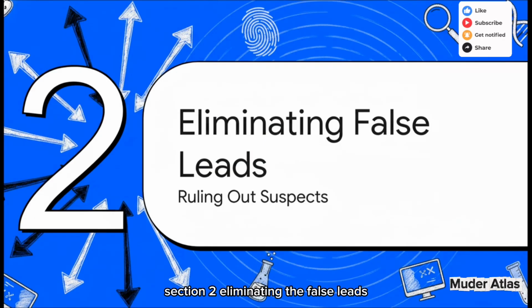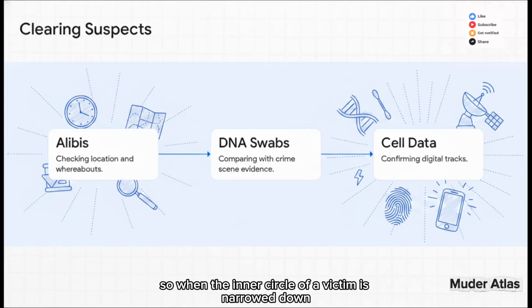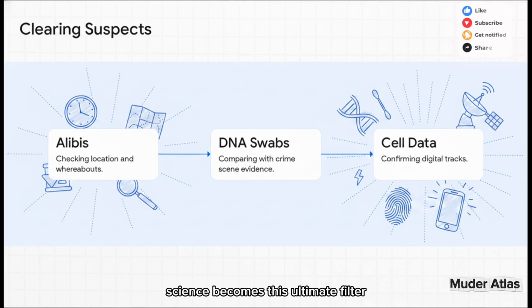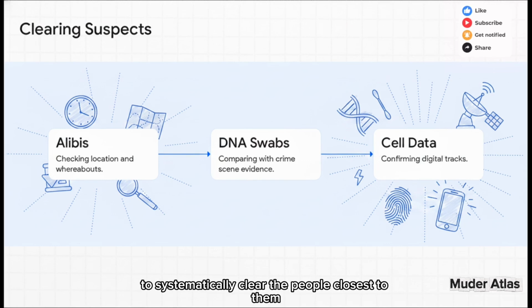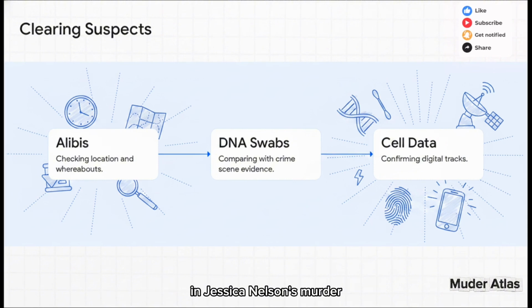Section 2. Eliminating the false leads. Ruling out the most likely suspects through science. So, when the inner circle of a victim is narrowed down, science becomes this ultimate filter to systematically clear the people closest to them. Let's look at how police quickly cleared the most obvious suspect in Jessica Nelson's murder, her ex-boyfriend John. They had a volatile history, they were arguing over custody, human nature just screams, he did it!